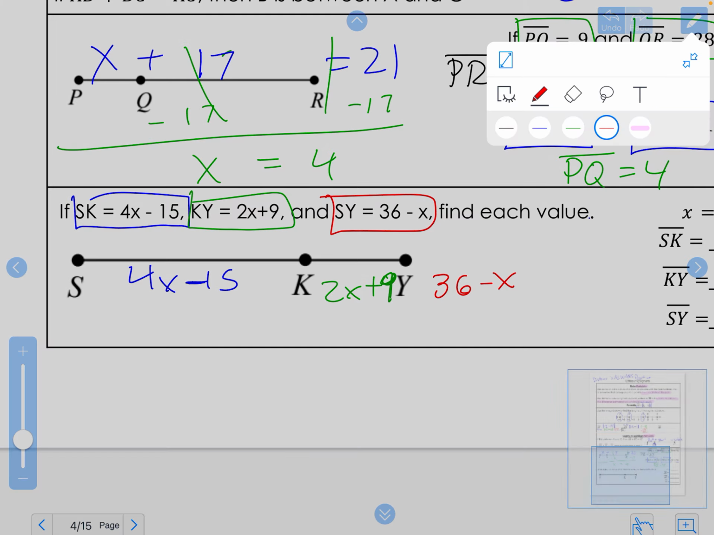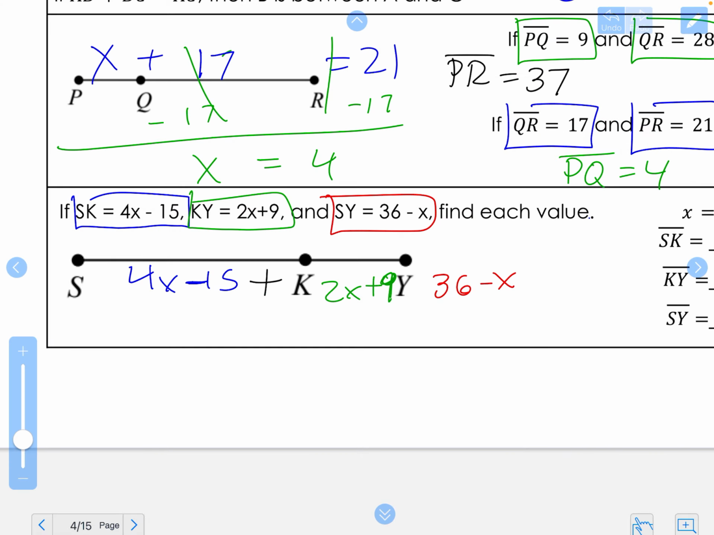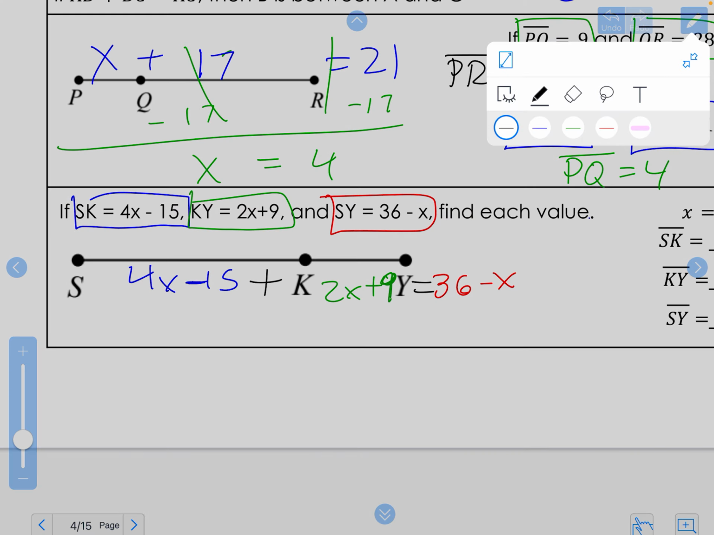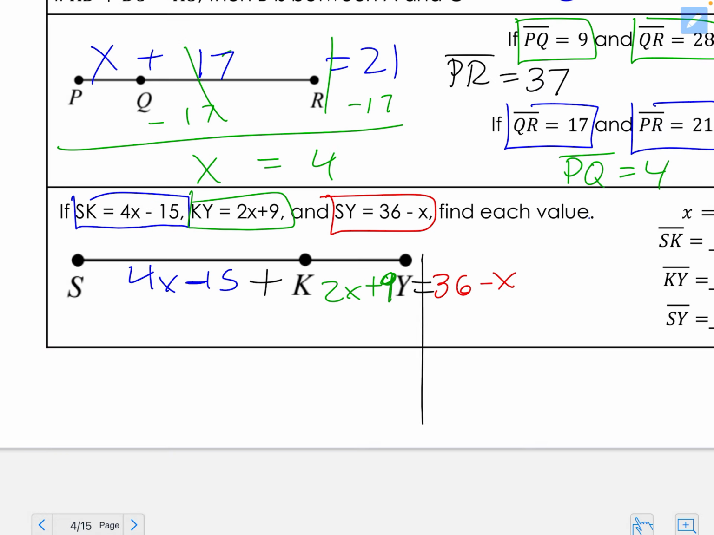So again, part plus part equals whole. So our first step is going to be to combine our like terms on the same side of the equal sign. So 4 plus 2 is 6x. Negative 15 plus 9 should be a negative 6.